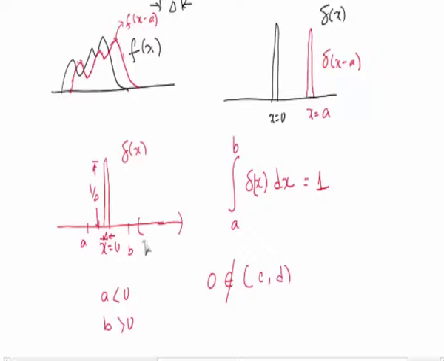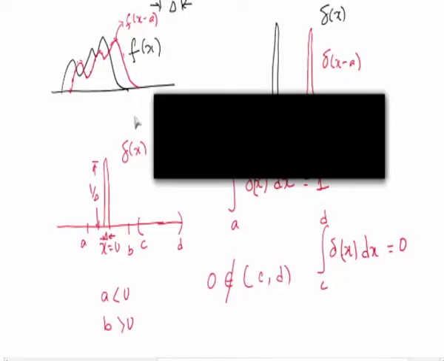If this point 0 does not belong to the interval c to d, then the integral from c to d of delta x dx will be 0, because delta x by definition is 0 outside, if the interval does not contain 0. So the point is, if the interval of integration contains the center of your delta function, then that integral is going to be 1. If it does not contain the center of your delta function, then that integral is going to be 0. And p times delta x gives p instead of 1, which also comes through from the definition.